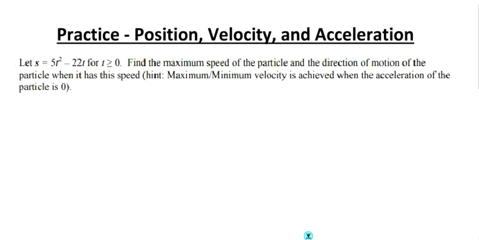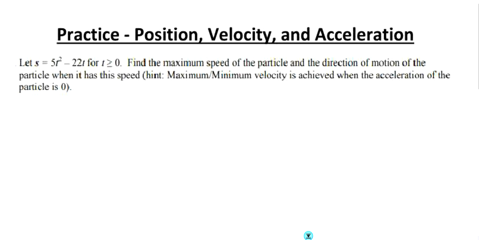This problem gives us our position equation: s equals 5t squared minus 22t, for all times t greater than or equal to 0. Find the maximum speed of the particle and the direction of motion of the particle when it has this speed. Hint: maximum or minimum velocity is achieved when the acceleration of the particle is 0.